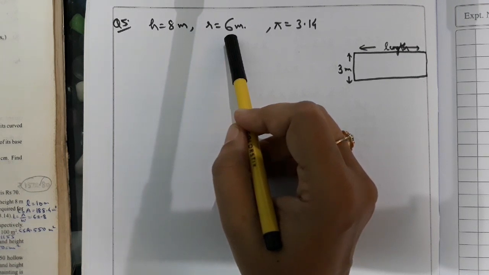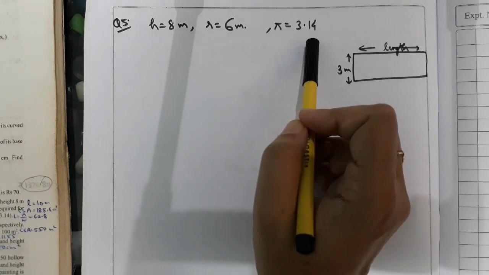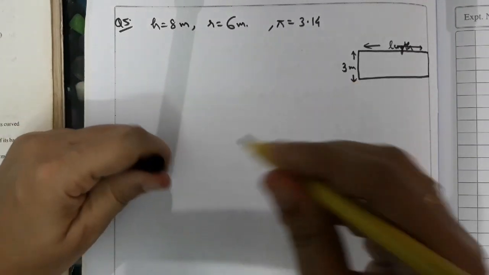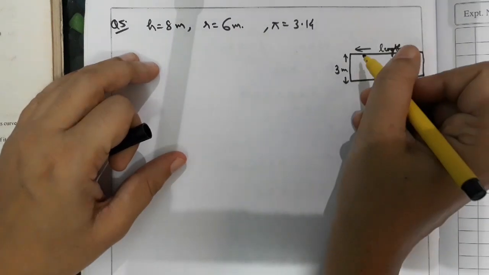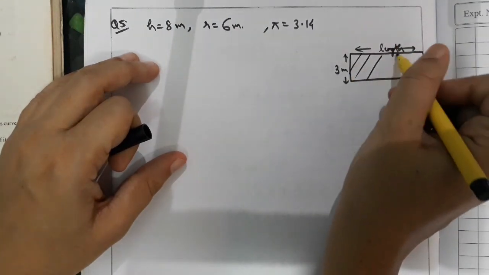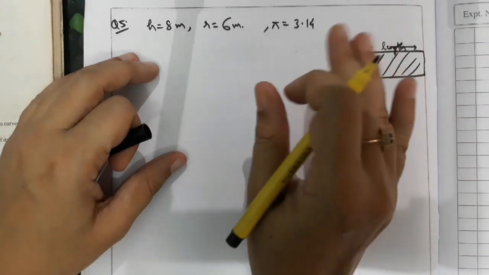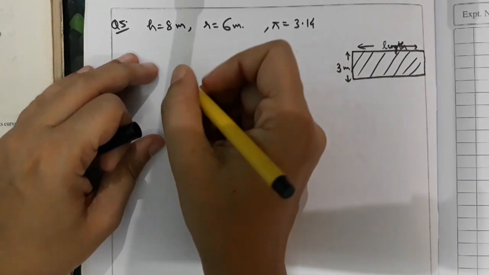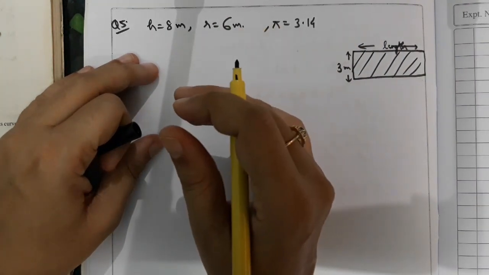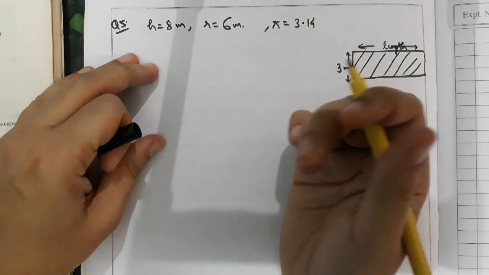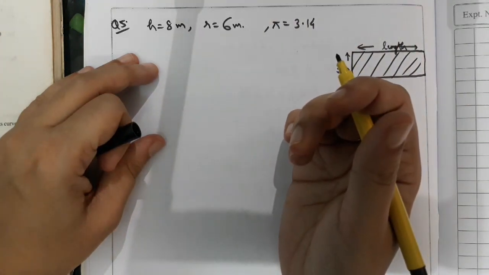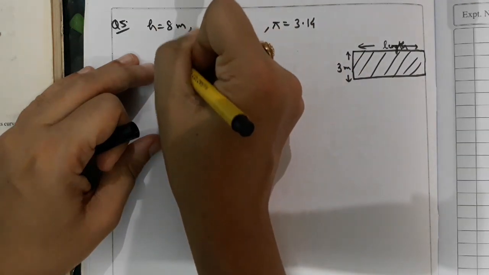Assume that the extra length of material required for stitching margins and wastage in cutting is approximately 20 centimeters, and pi is given to us as 3.14. So from this tarpaulin we have to make a conical tent. Definitely, when we have to make the tent, we will find out the curved surface area of the cone, and curved surface area is pi r L. So first let us find out L.